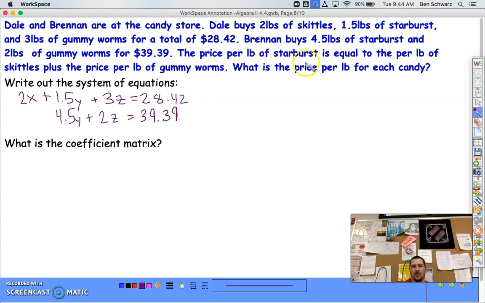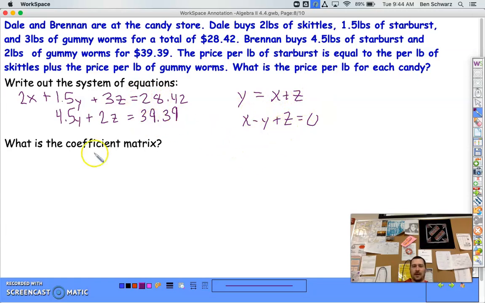And then it says the price per pound of Starburst, so that was y, equals the price per pound of Skittles plus the price per pound of gummy worms, so x plus z. Well, we want that to be in standard form, so we're going to change that to x minus y plus z equals 0. I just subtracted the y over and then kind of flipped it around.